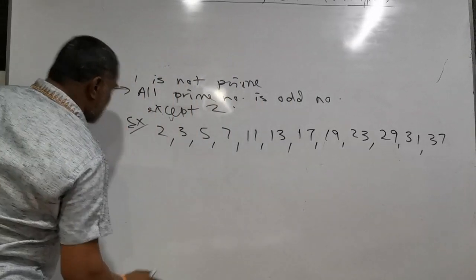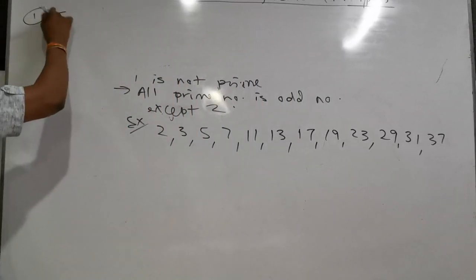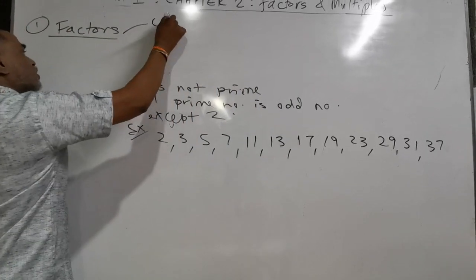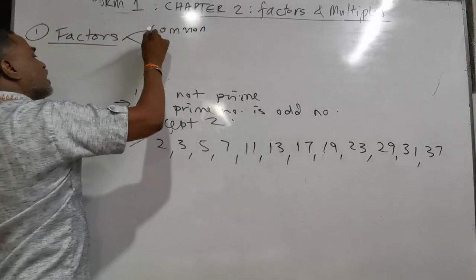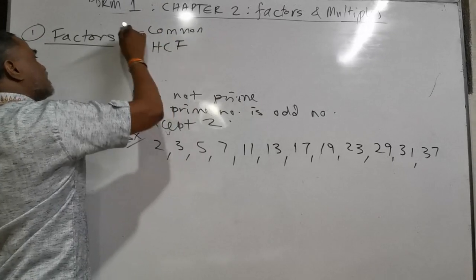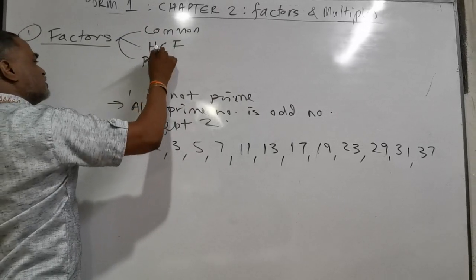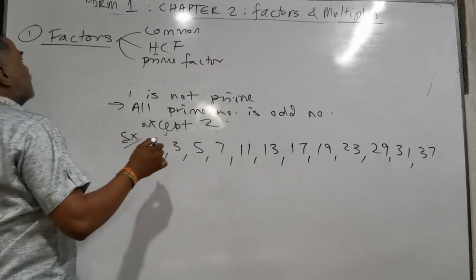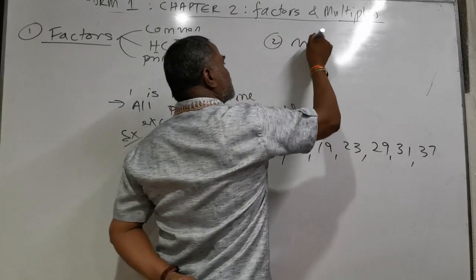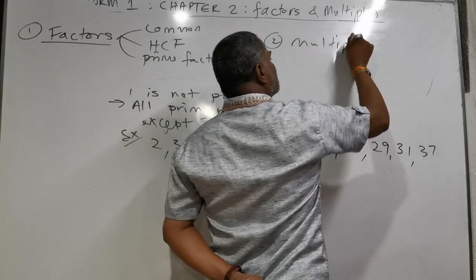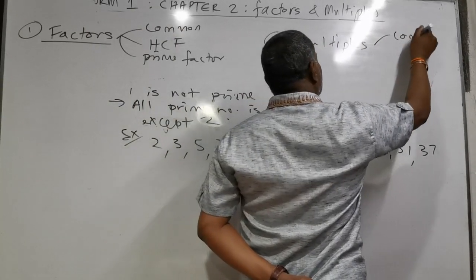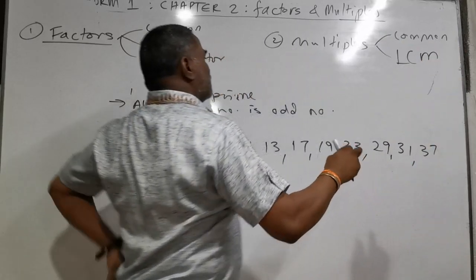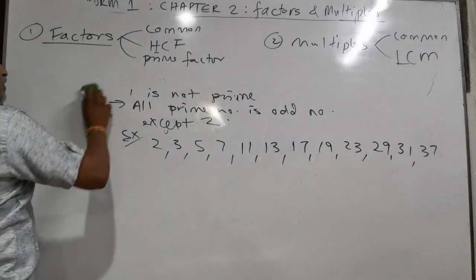Alright? Okay. So now we're going to start with the meaning of factors. Factors actually have 3 types: we call them common factors, highest common factors and prime factors. These are what we are going to learn, and after that you're going to learn the second aspect called multiples. Multiples means we are going to learn common multiples and lowest common multiples. These are the things we are going to learn under this topic.